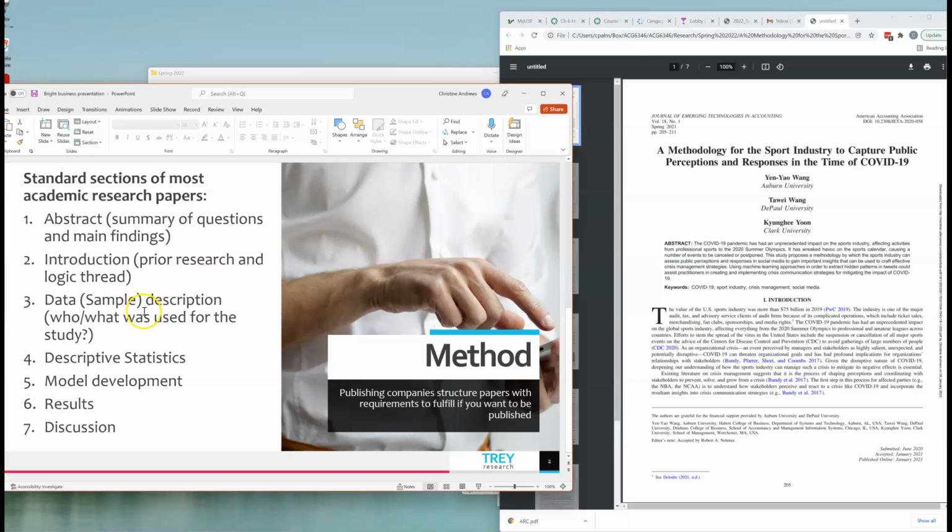So what I'll do in this presentation is go through a list, like an outline of how to look at these things, and then we'll compare it over here to this paper on the methodology for the sport industry. I like this paper. I think it's a really interesting application.